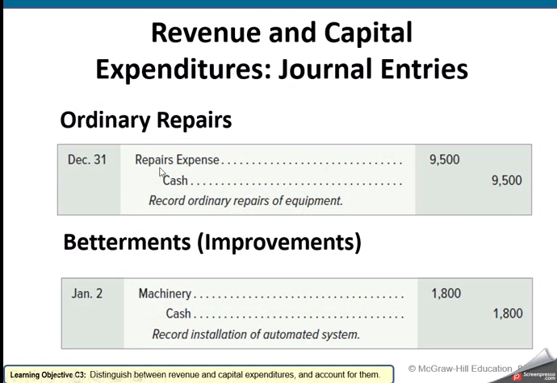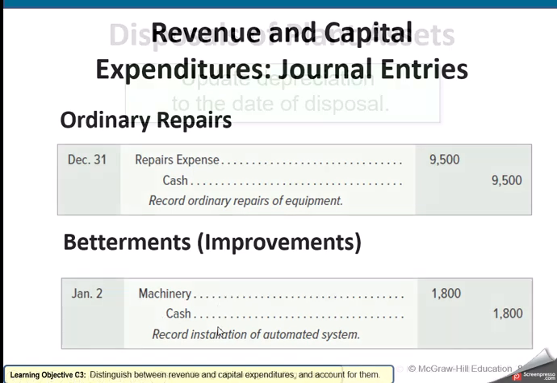So the journal entry, again, if it was an ordinary repair, we're going to debit repairs expense and credit cash. If it's a betterment, or something that we think is going to extend the life of that asset, we're going to put it right to the asset, so debit machinery and then credit cash.